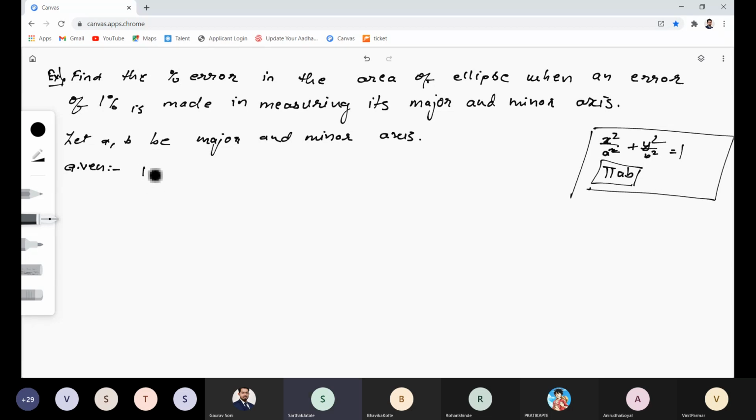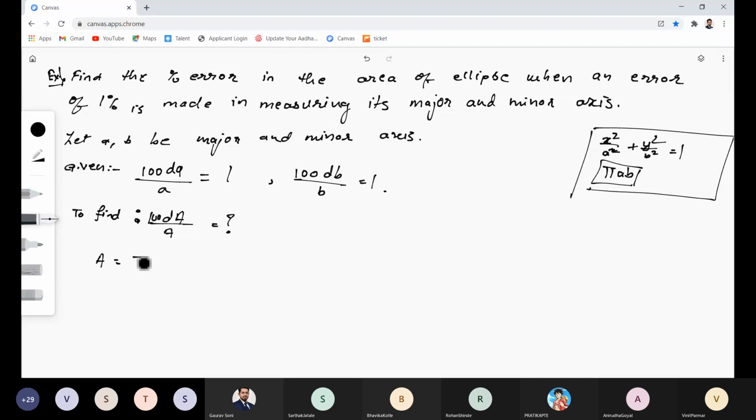100 into dA by A, this is the percent error in a. The value is 1. Also, the percent error in b is equal to 1. To find, we have to find the percent error in the area of the ellipse. So area, say capital A, 100 into dA upon A is something that we have to find out. We know that A is equal to pi a b.